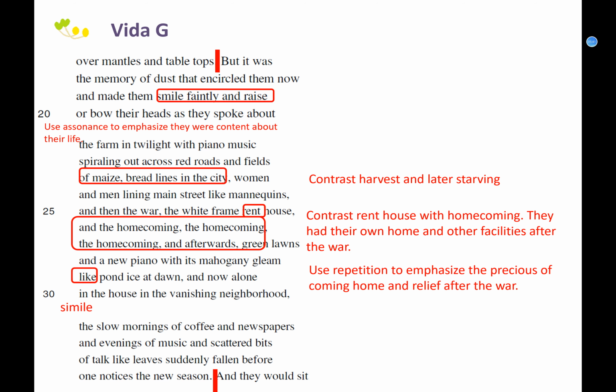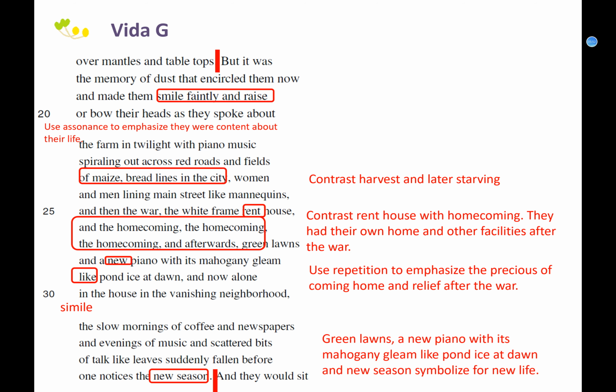And there's a simile. We have to unfold the meaning of the simile. So, new piano, new season. Green lawns, new piano with its mahogany gleam like pond ice at dawn, and new season symbolized new life.